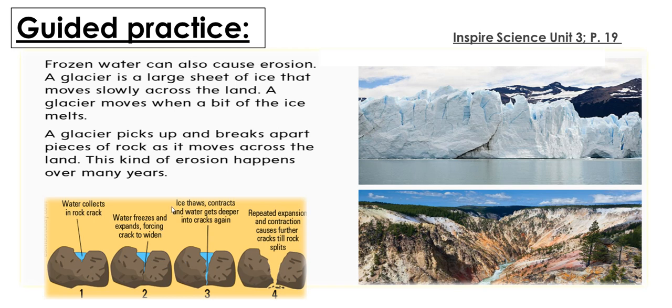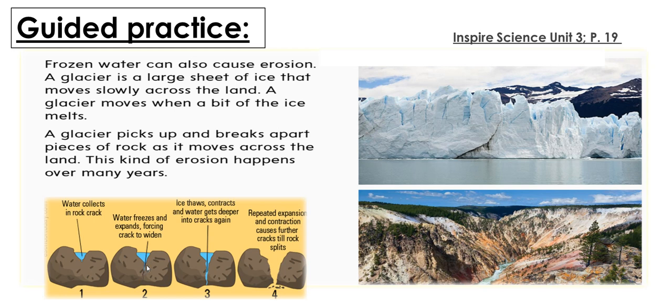Let's talk about this picture right here. There is a rock. Water collects in a rock crack. Now, as you saw in the video, rain is the way that we can get water, as well as melting of the glaciers. So the water collects in a rock crack. Then, after some time, water freezes and expands, forcing the crack to widen. So the crack will become bigger because of the water that had been collected and froze.